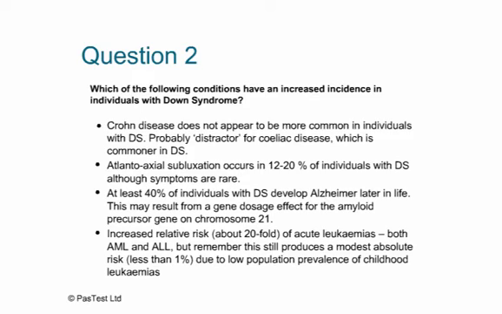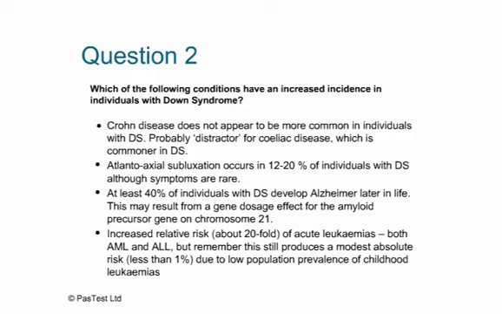Atlantoaxial subluxations commonly do occur in individuals with Down syndrome and are commonly picked up on neck x-rays, although fortunately symptoms are rather rare. We know that a high proportion, about 40% of individuals with Down syndrome, will develop Alzheimer's disease later in life, probably due to the dosage effect of the amyloid precursor gene.